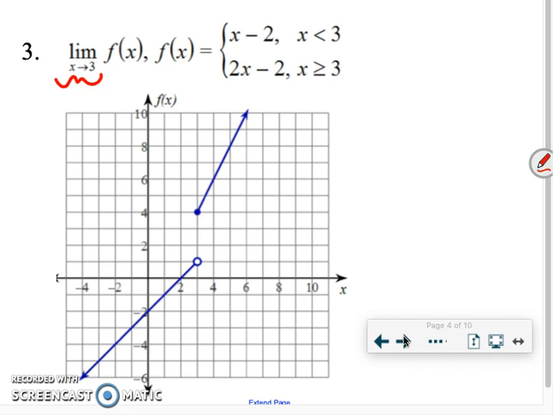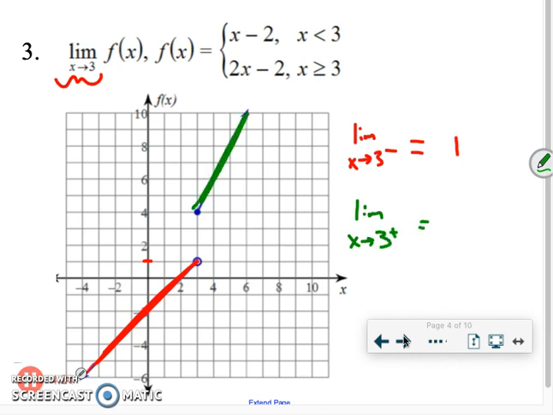Now, if I'm finding the limit as x approaches 3, and that's it. If I were to find the limit as x approaches 3 from the negative side, that would mean that I'm coming from the negative side right here, and I'm looking at +1 as being my limit. But if I'm looking at the limit as x approaches 3 from the positive side, well, that would mean that I'm approaching here, which puts me at 4 for the limit.